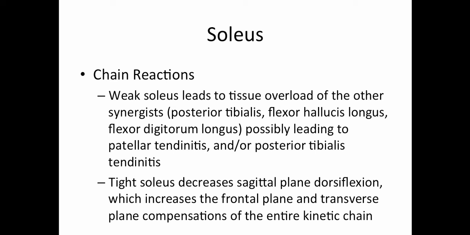A weak soleus leads to tissue overload of the other synergists, the posterior tibialis, the flexor hallucis longus, and the flexor digitorum longus. This possibly leads to patellar tendinitis and/or posterior tibialis tendinitis. A short soleus decreases sagittal plane dorsiflexion, which increases the frontal plane and transverse plane compensations of the entire kinetic chain. This is an important concept.